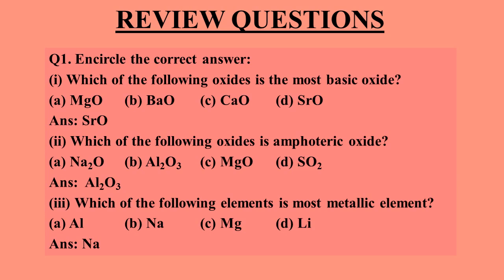Now let's do the questions from the exercise review questions. Question number 1: we have to encircle the correct answer. The first MCQ: which of the following oxides is the most basic oxide? Strontium oxide. Which of the following oxides is an amphoteric oxide? Al2O3, part B. In the third MCQ, we have to tell which of the following elements is the most metallic element. The answer is sodium.